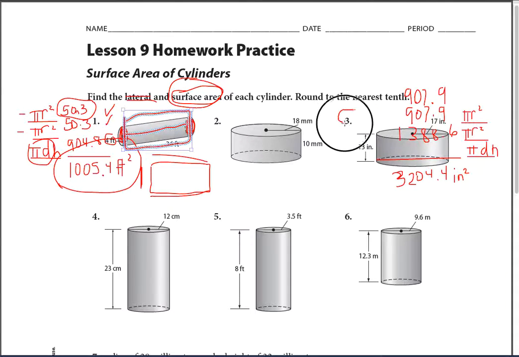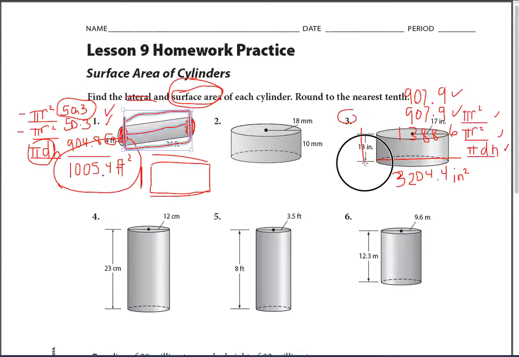On number 3, I did the same exact thing. I wrote down 3 blanks, pi r squared and pi r squared for the top and bottom circle of my cylinder. And then that pi dh is this middle section. So pi r squared, that's the pi button times 17 times 17, which works out to be 907.9. I wrote that down twice because there's a top and a bottom. And in the middle section, pi times the diameter. The diameter would be 34. If the radius is 17, then the diameter is 34.